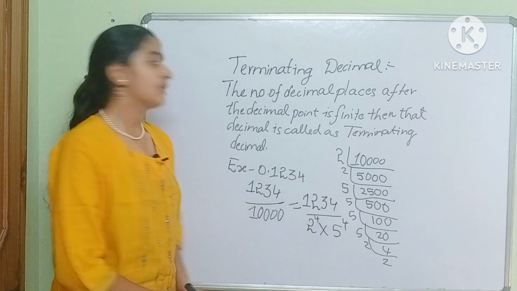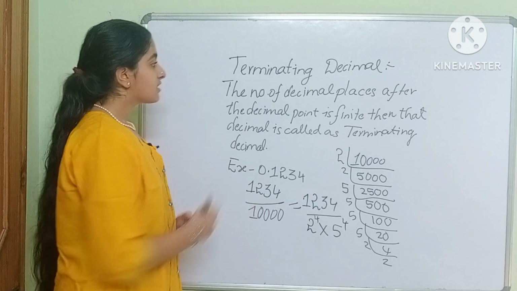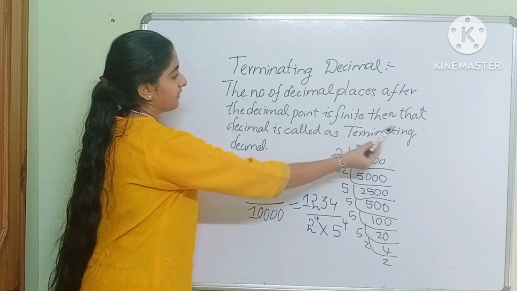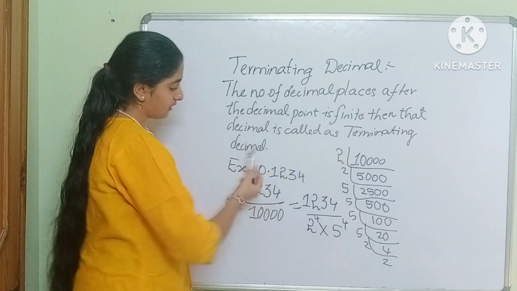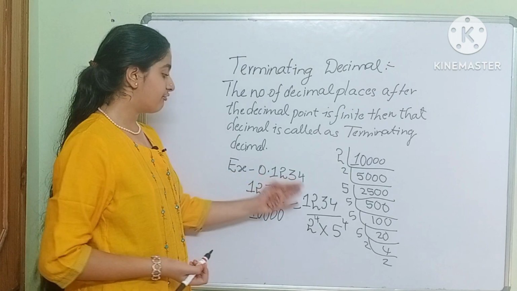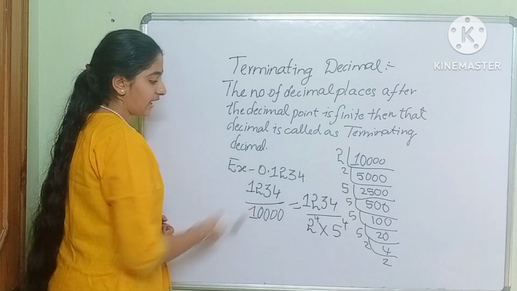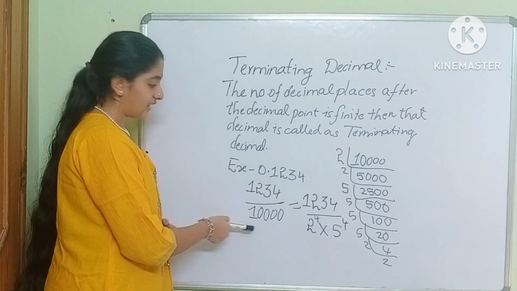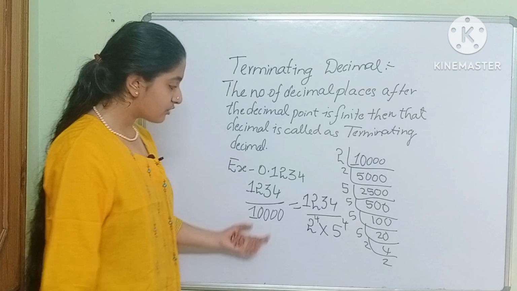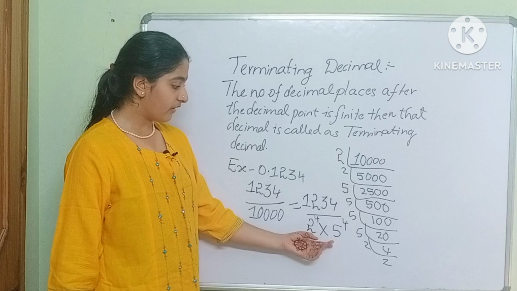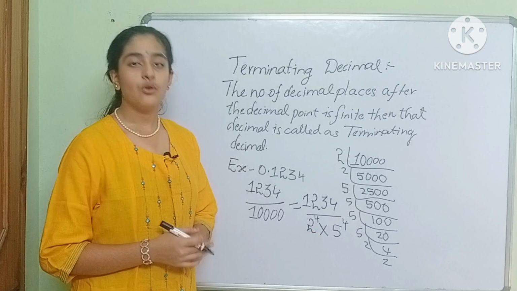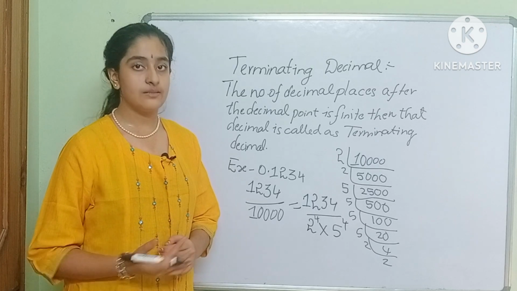So let us recall it. What is the terminating decimal? Terminating decimal means the number of decimal places after the decimal point is finite, then that decimal is called the terminating decimal. An example is 0.1234. This can be written in the fractional form, that is 1234 by 10,000, and 10,000 should be written as 2 power m into 5 power n.